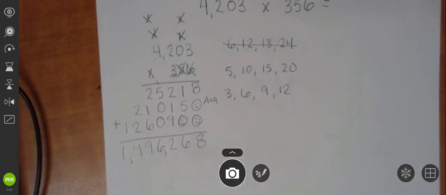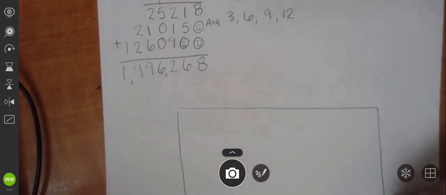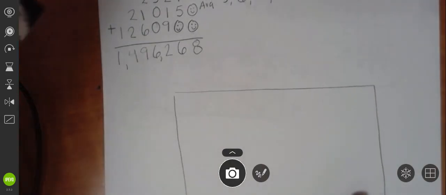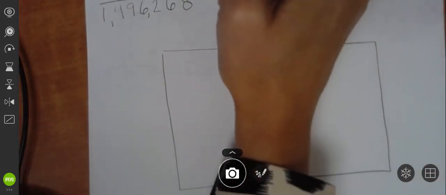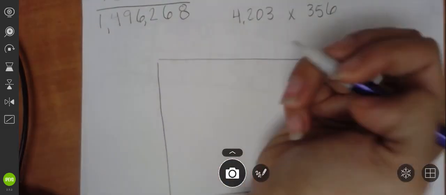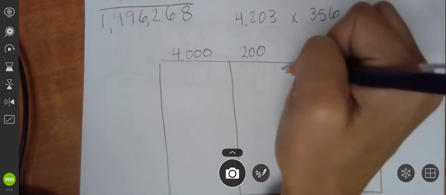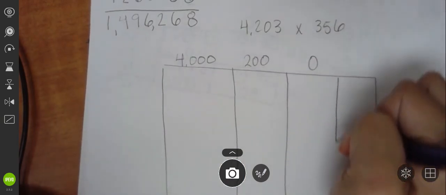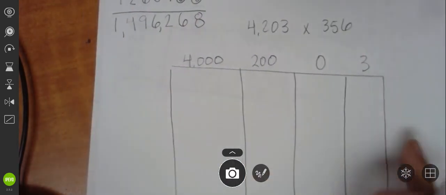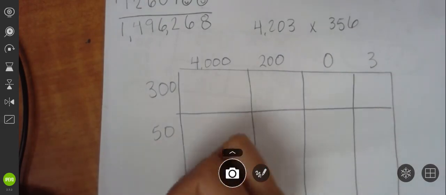Again, students must also solve this problem using the area model. The numbers that I need to break apart are 4,203 times 356. First, breaking apart the 4,203: 4,000, 200, 0, and 3. And then 356: 300, 50, and 6.